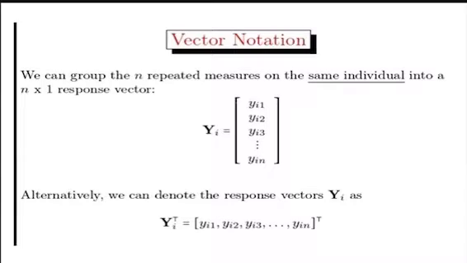This vector is telling a story. This is a generalization: when I say yi, it could be any individual. And what you see in the vector is just the different responses that I got from the same individual on different occasions.